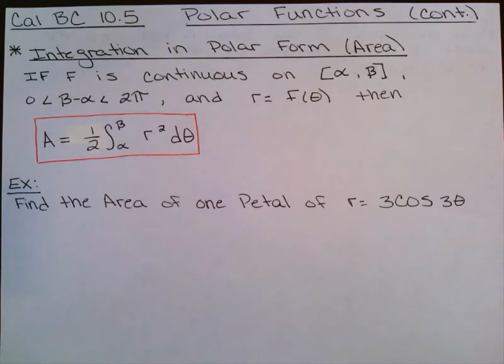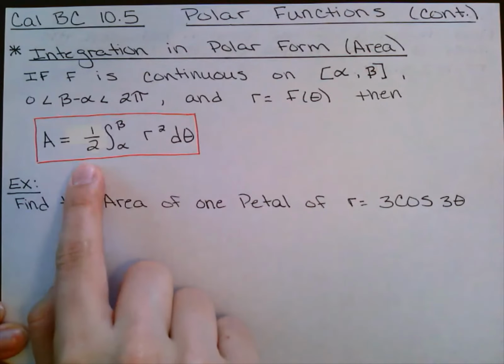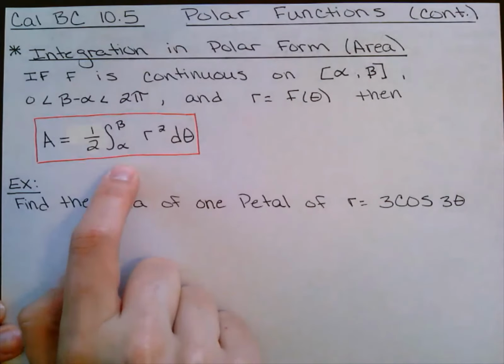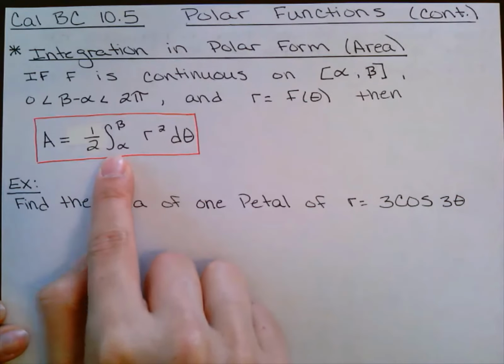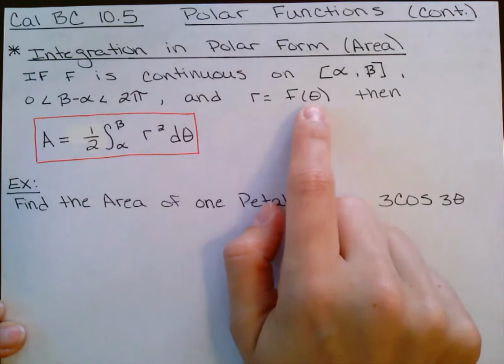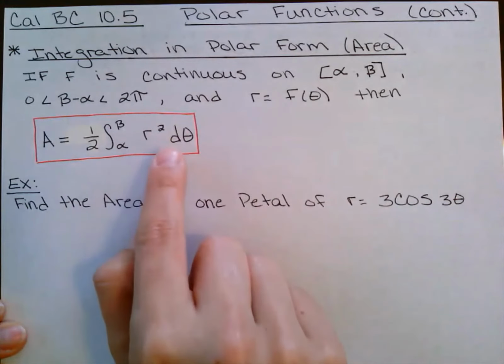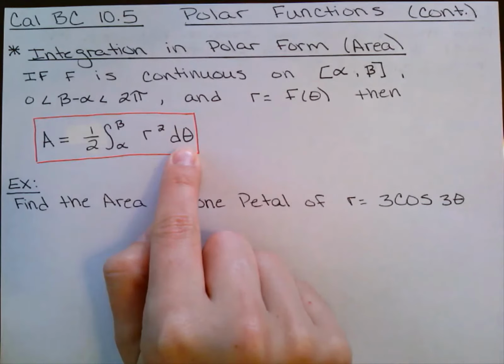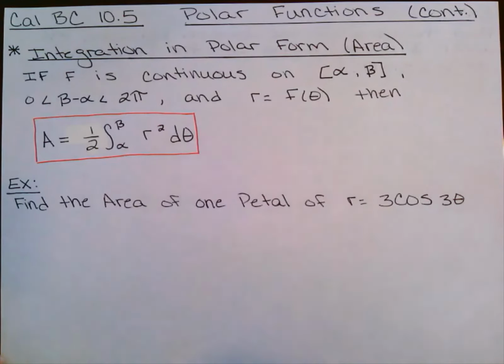If asked for the area of a polar function, then we are doing half times the integral from alpha to beta. It's like a to b, but we're going to be using degrees or radians here, of r, which remember r is the function given in terms of theta, squared, and then d theta, because again, it's in terms of theta.